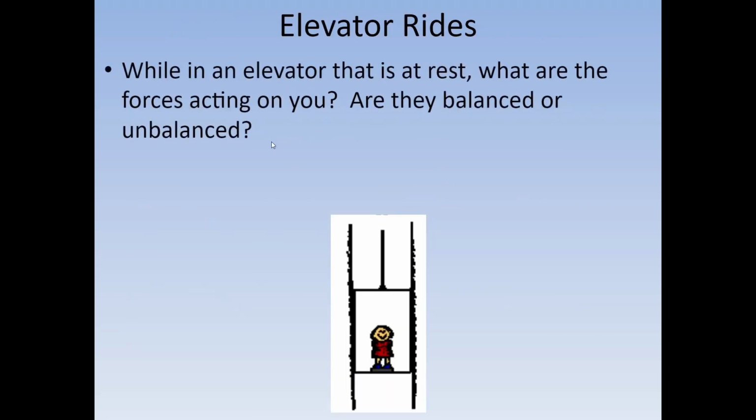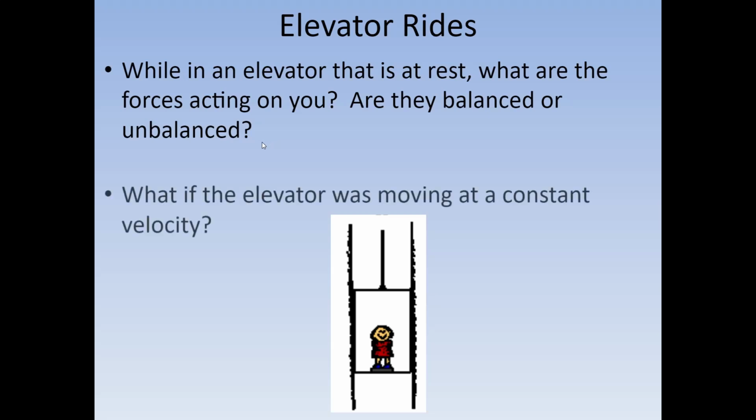Now, let's consider a case where the elevator is at rest. You go into an elevator. What are the forces acting on you, and are they balanced or unbalanced? Well, if we're just looking at the person inside the elevator, we know that there's a gravitational force pulling them down and a normal force pushing them up. And because the object is at rest, that means the two forces have to be in balance because of Newton's first law: an object at rest tends to stay at rest unless acted upon by an unbalanced force.